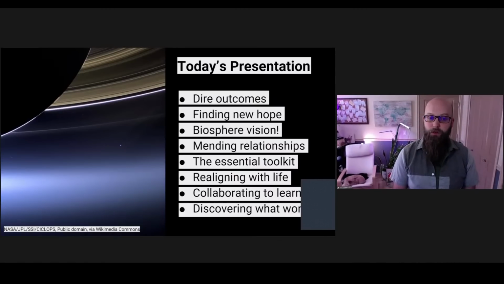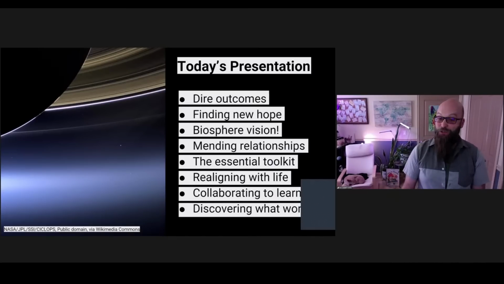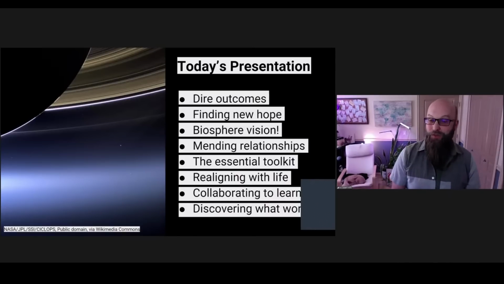And the vision of the biosphere where humans are helping to mend relationships that we've broken. First and foremost, our relationship with the rest of life on Earth. And then the essential toolkit that we teach on soil regeneration here at the Soil Food Web School, so that we can realign all of our practices, all of our land management with the living soil. And then we can collaborate together to learn. There's a message there. The collaboration in the soil between plants and microorganisms can teach us how to collaborate with each other and to discover what works together.